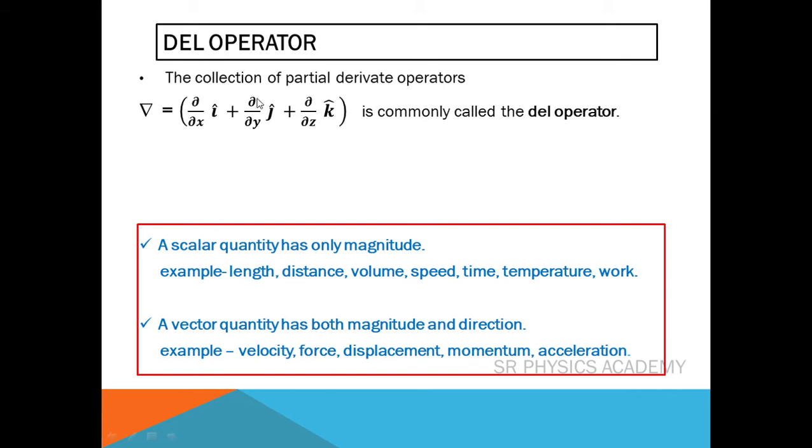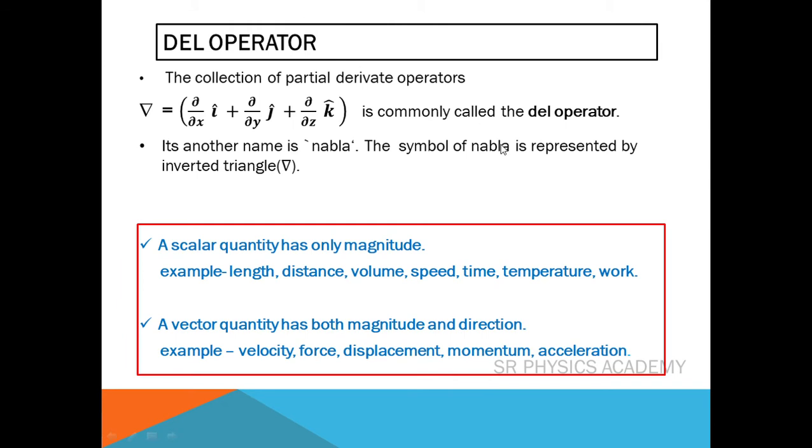So the del operator is the collection of partial derivative operators. That means the symbol del equals ∂/∂x i vector plus ∂/∂y j vector plus ∂/∂z k vector, which is commonly called the del operator. Its other name is nabla. The symbol of nabla is represented by an inverted triangle. This we call del.